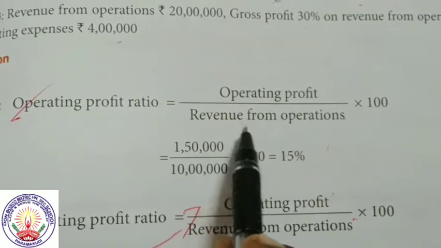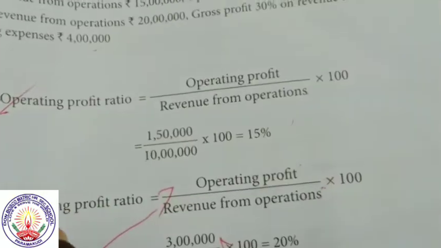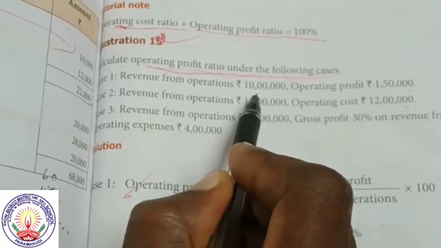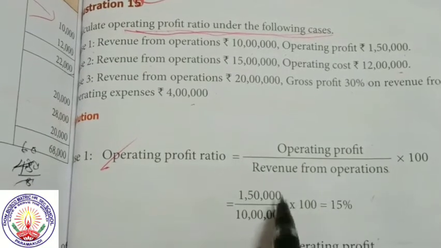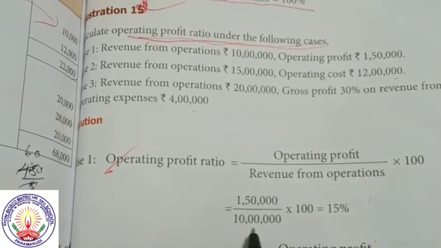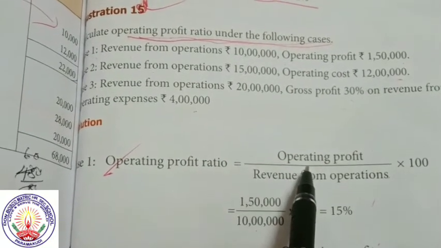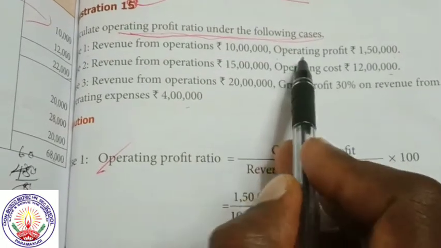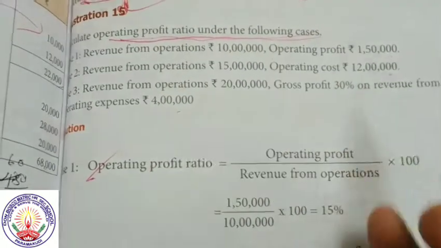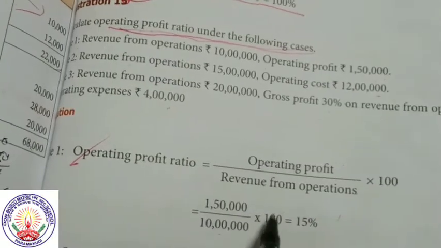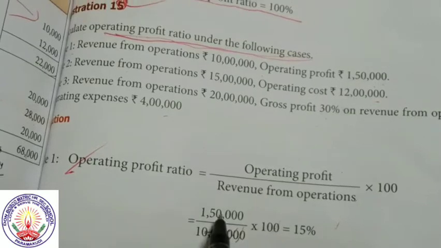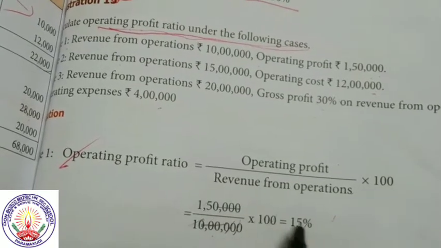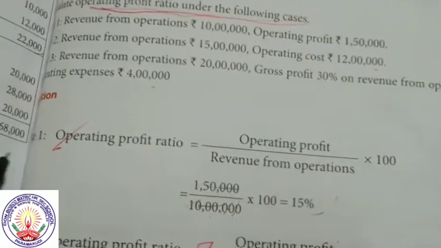For the revenue from operation in case 1, you see revenue from operation is 10 lakhs. Operating profit is directly given as 1,50,000. Dividing 1,50,000 by 10 lakhs into 100, you get 15% for the first case.